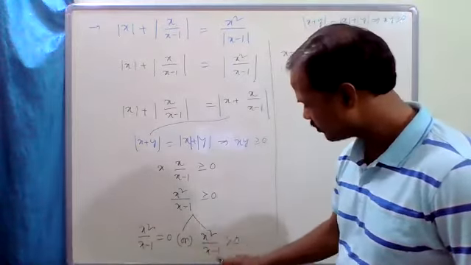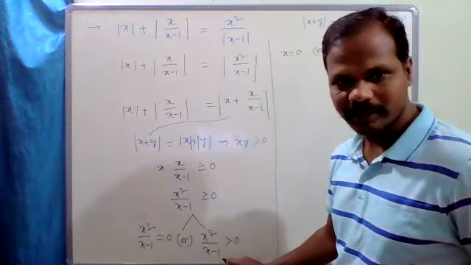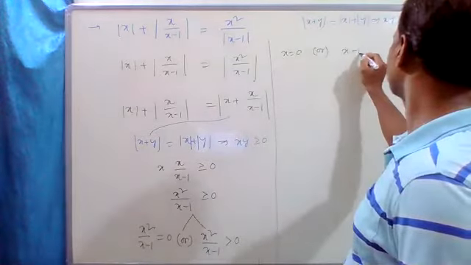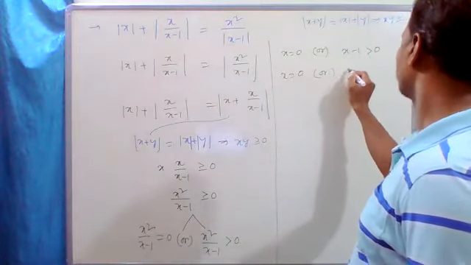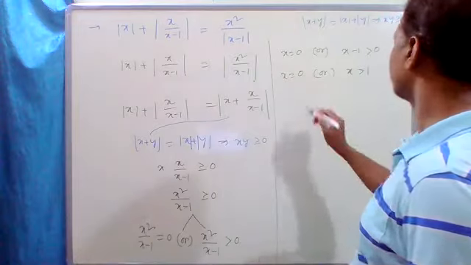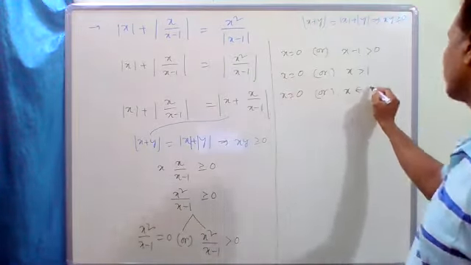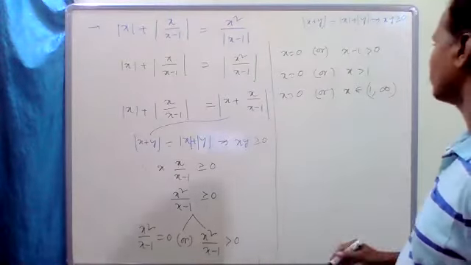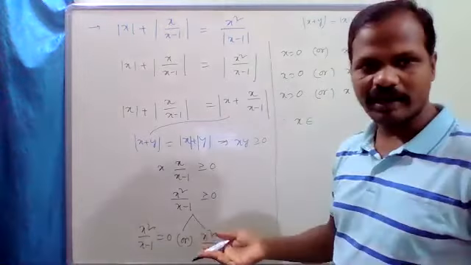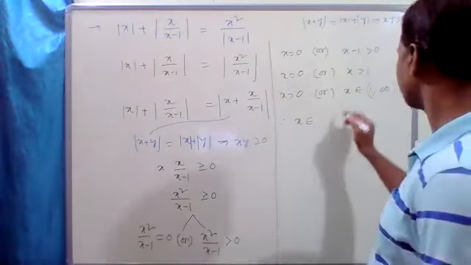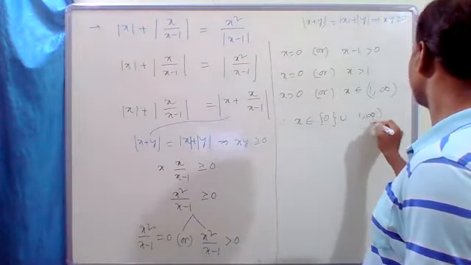Now x square by x minus 1 greater than 0. When this is greater than 0, x square is always positive, so x minus 1 must be positive. That is x minus 1 greater than 0. So x equal to 0 or x greater than 1, which means x belongs to 1 comma infinity. So therefore, what is the answer? You have to apply union: 0 union 1 comma infinity.